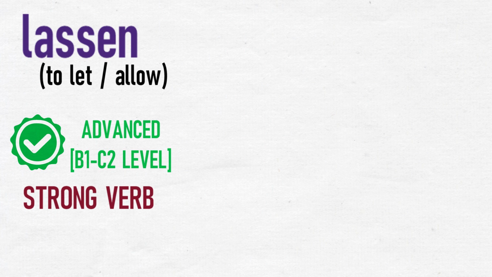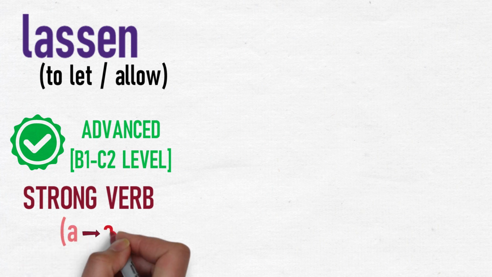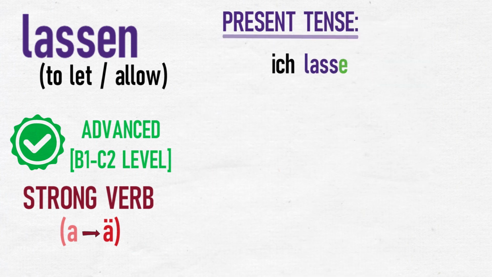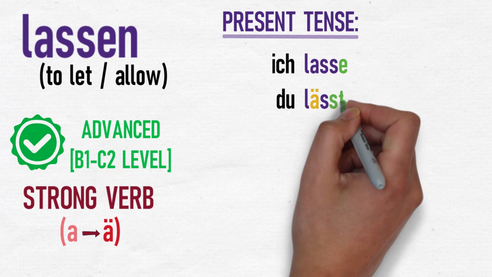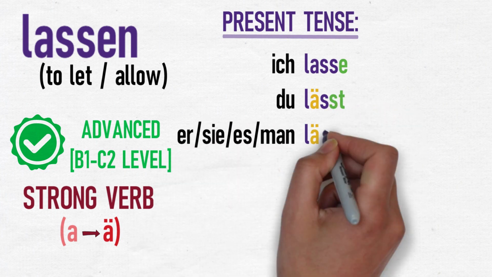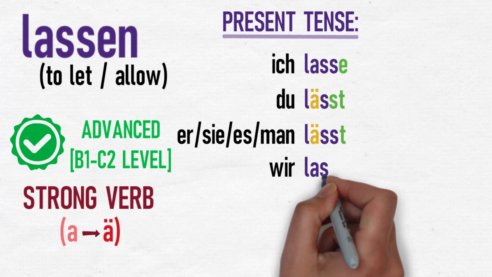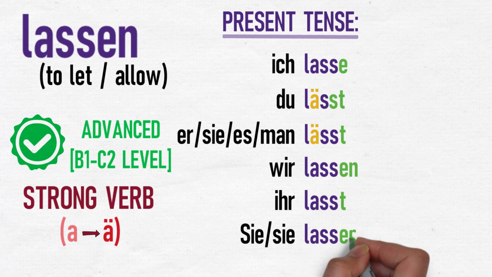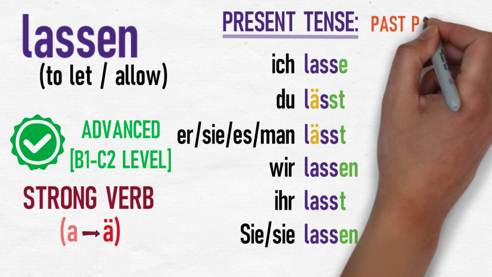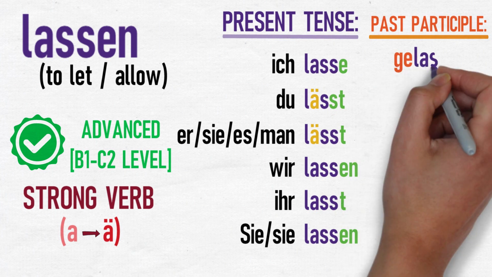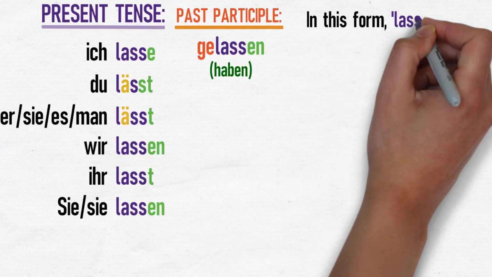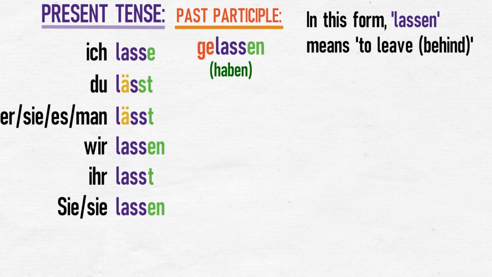The verb lassen has a vowel change of a to a umlaut, and so it conjugates in the present tense as ich lasse, du lässt, sie, es, man lässt, wir lassen, ihr lasst, and sie oder Sie lassen. The verb lassen has the past participle gelassen, which is used with the helping verb haben.